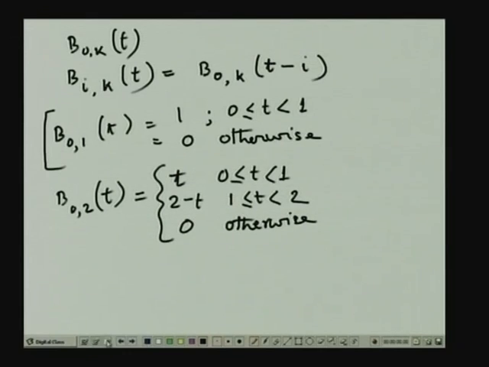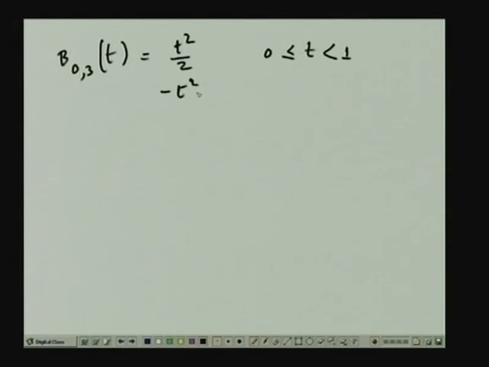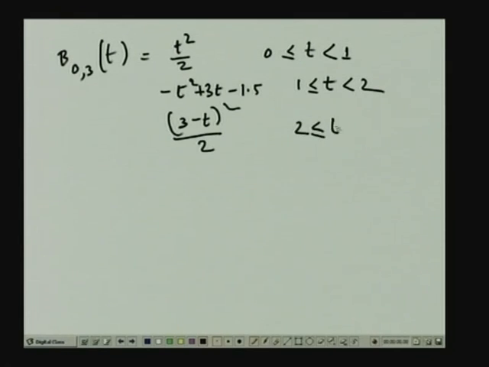Similarly, you can find that b 0 3 t can be written as t square by 2 for 0 less than or equal to t less than 1. This will be equal to minus t square plus 3 t minus 1.5 for 1 less than or equal to t less than 2. It will be (3 minus t) square upon 2 for 2 less than or equal to t less than 3, and it will be 0 otherwise.